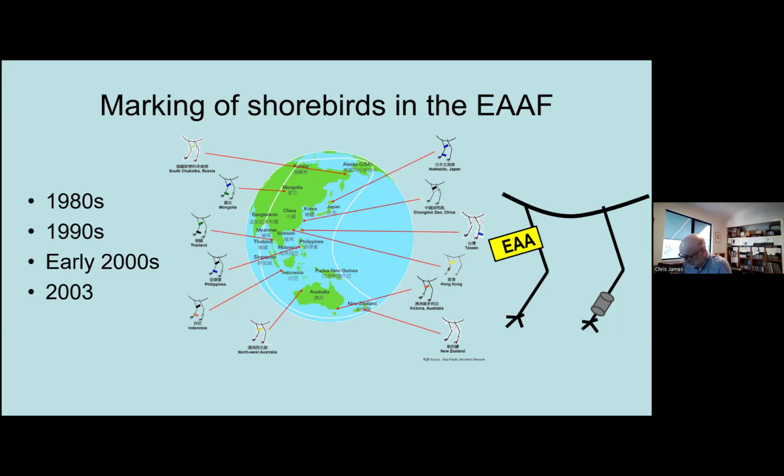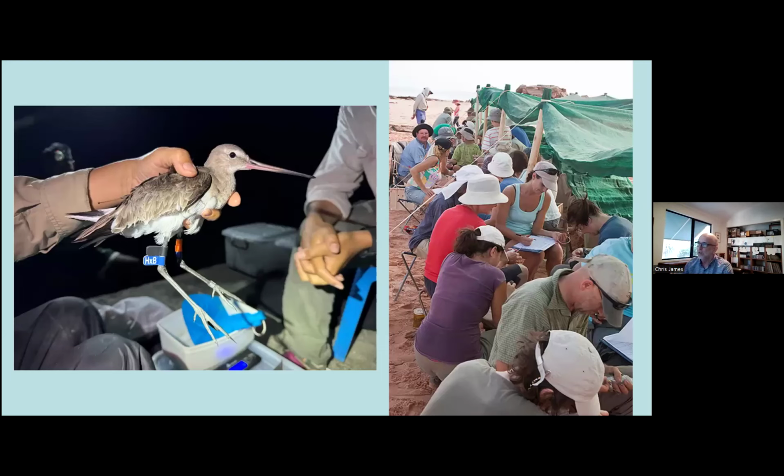Now, everyone wants to catch shorebirds. We get that. It's exciting. It's an absolute joy to hold these birds in your hand, work with like-minded people, but it does need to mean something to science and conservation.